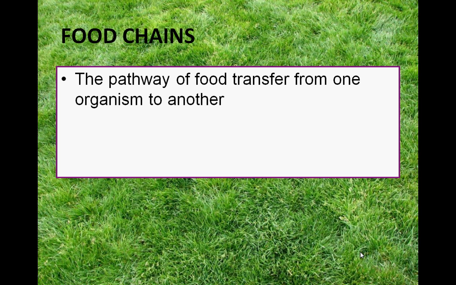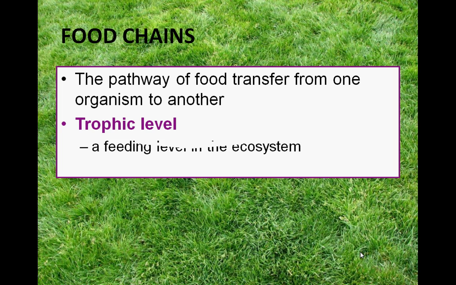I think you have probably heard of food chains before. A food chain is a path that takes you from starting at the producer, at the photosynthetic level, and then what eats that, what eats that, what eats that. When we talk about what's eating what, that's called a food chain. Then we assign levels to them, and a feeding level is called a trophic level. Troph means to feed. So we're going to talk about those different levels.